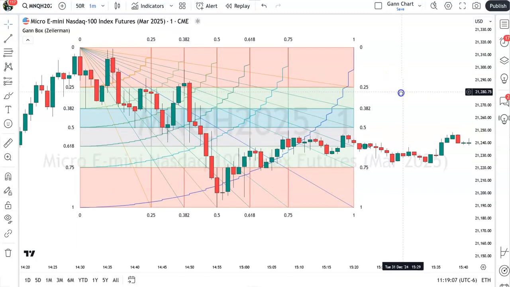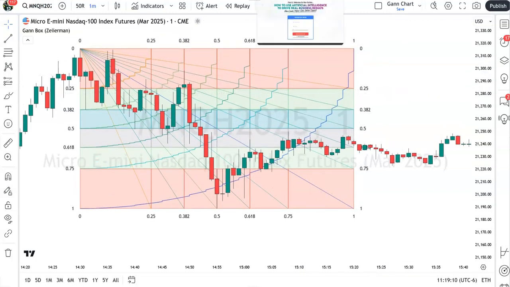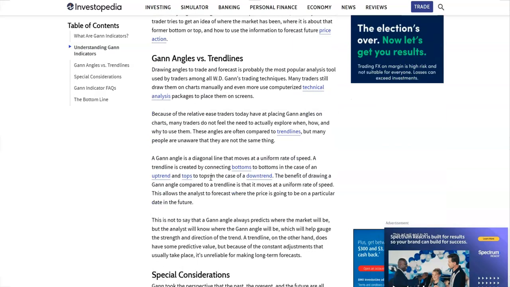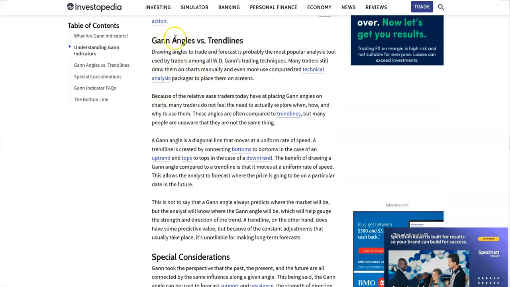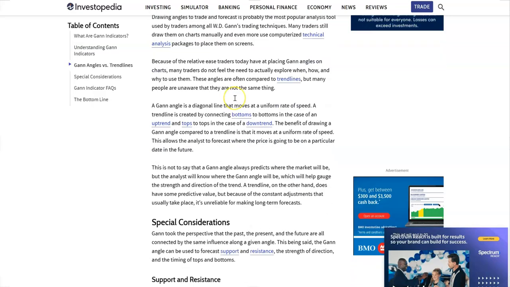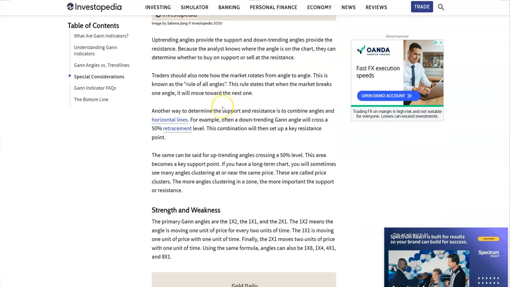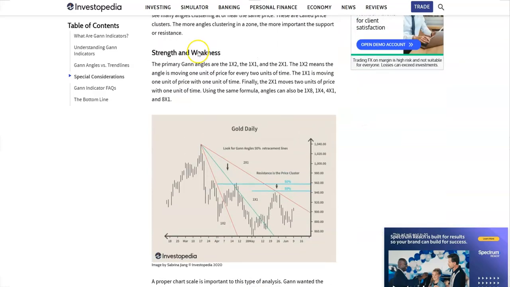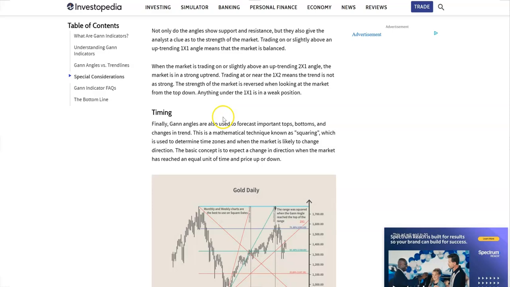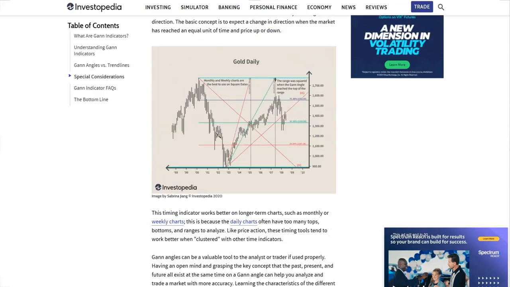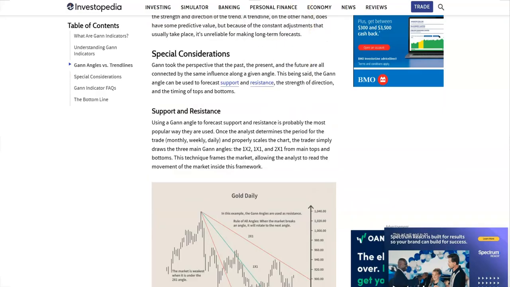So, like I said, how you interpret it is up to you, and there's a lot of information on this. Start at Investopedia, okay, and it gives you some really good information here, for instance, on Gann angles versus trend lines, which I touched on, okay? Support and resistance, very, very important. Strengths and weaknesses, okay? Timing, very, very important, okay? Also there's a lot of different indicators.